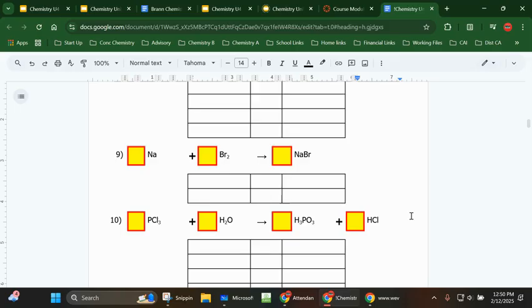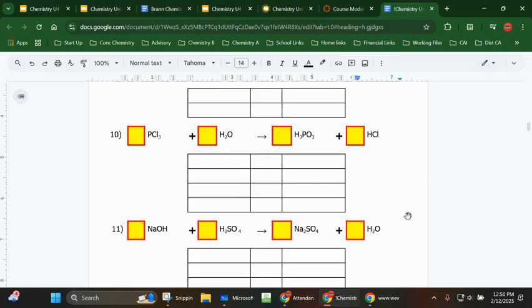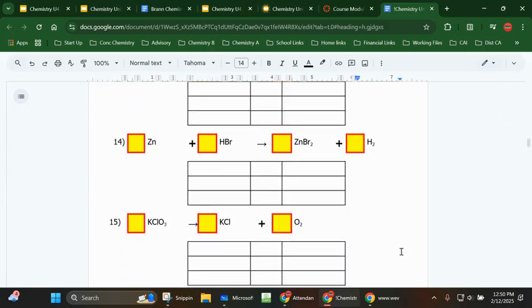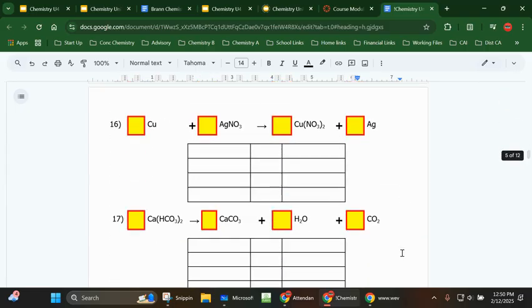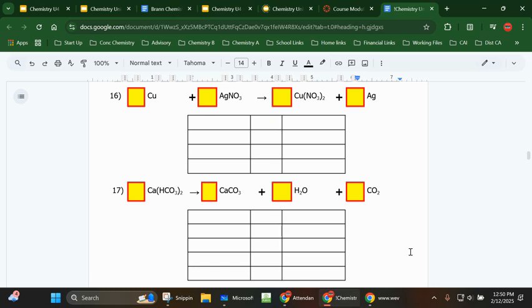Jade. 17 is a decomposition. Here's your arrow. There is no plus sign before it. This one reactant is breaking up into these 3 different products. That is the definition of a decomposition reaction. One thing breaking apart into others. Any others?